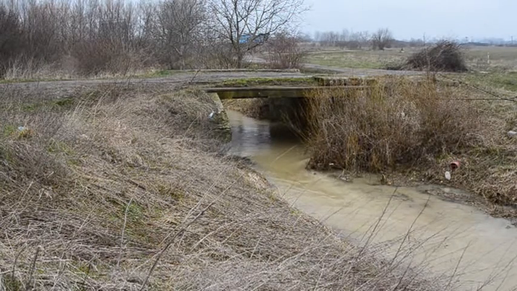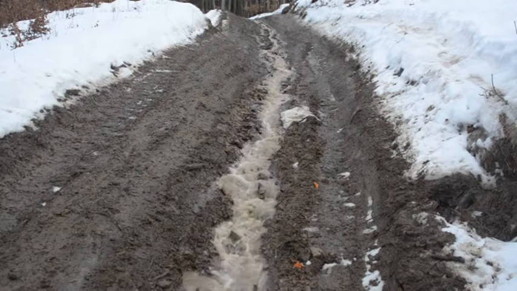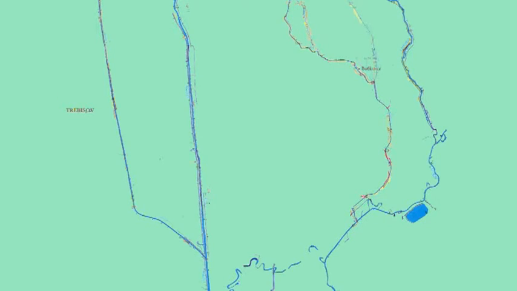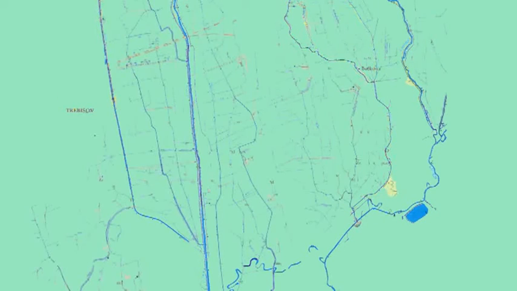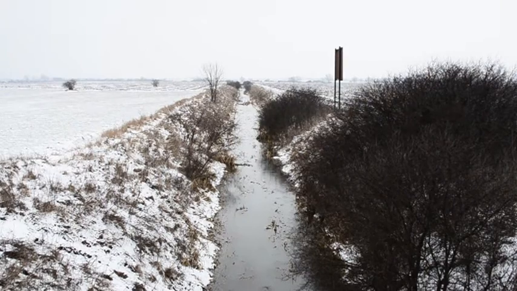Water drainage in the lowlands is similar to the process in the forest, but there is one difference. This process started over 50 years ago. Looking at the warming trend of the atmosphere since 1860, I ascribed the steep rise of the temperature aberrations between 1950 and 1980 to the lowland drainage canals.